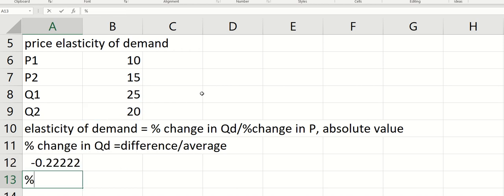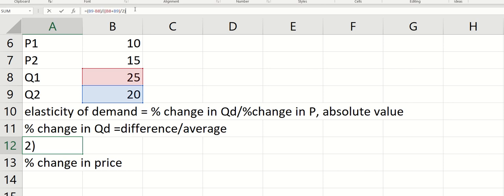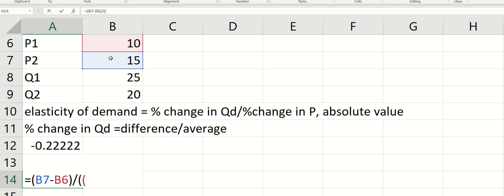And then next, the percentage change in price. So again, start with an equal sign, open parentheses. Do we do Q1 minus Q2? Right, okay, so Q2 minus Q1. Make sure to keep it consistent, right? So I have Q2 minus Q1. For prices, same thing. There will be P2 minus P1, divided by double parentheses open, P2 plus P1, divided by 2.